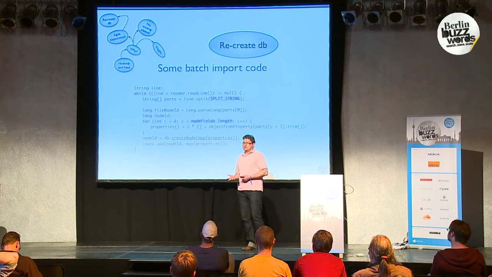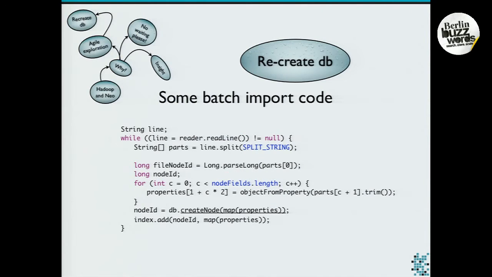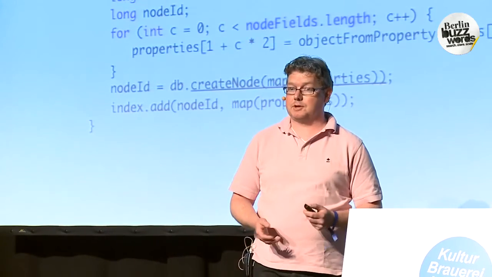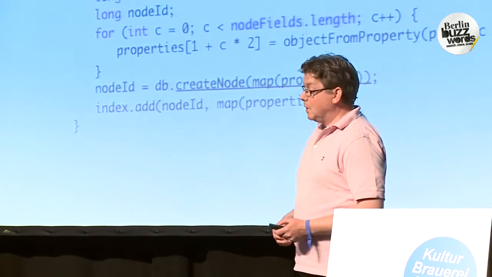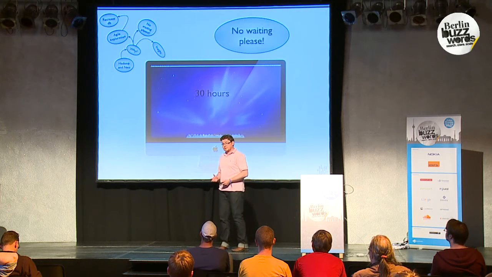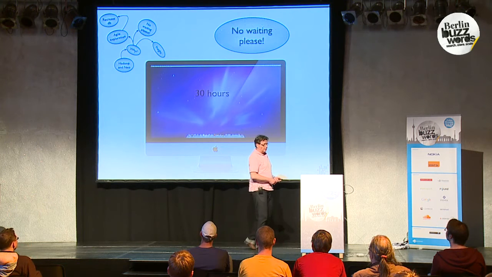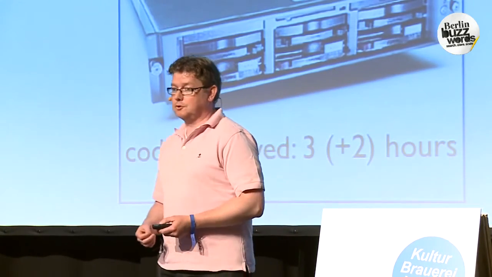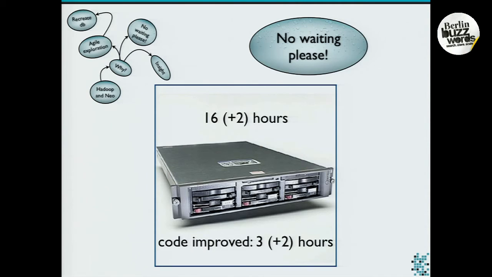You write some code like this, creating a node with a map of properties that you have read from the input text file, CSV, tab separated, something like that. When we created that large database, it took us about 30 hours waiting time on our desktop machines. So the first improvement we did was we had a Hadoop cluster, so we stole one of the data nodes and used that one for creating the database. That improved. It took 16 hours or so on that machine.